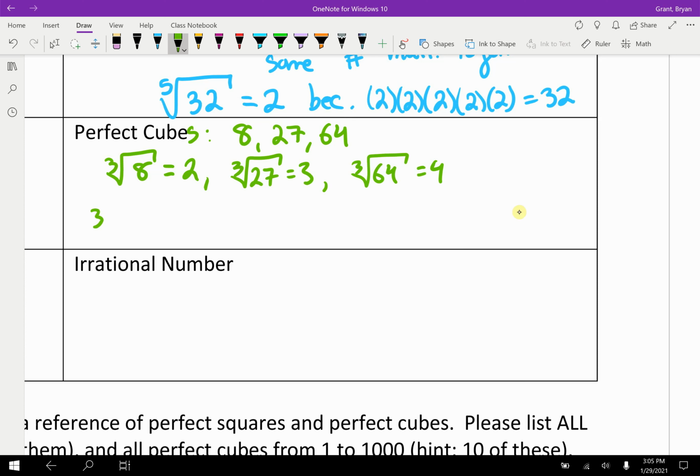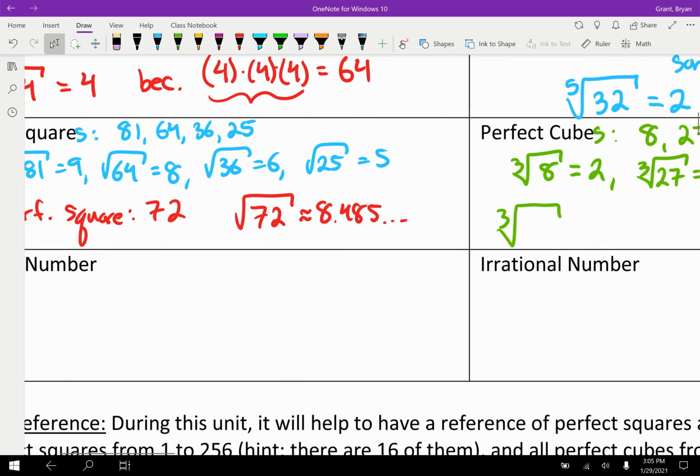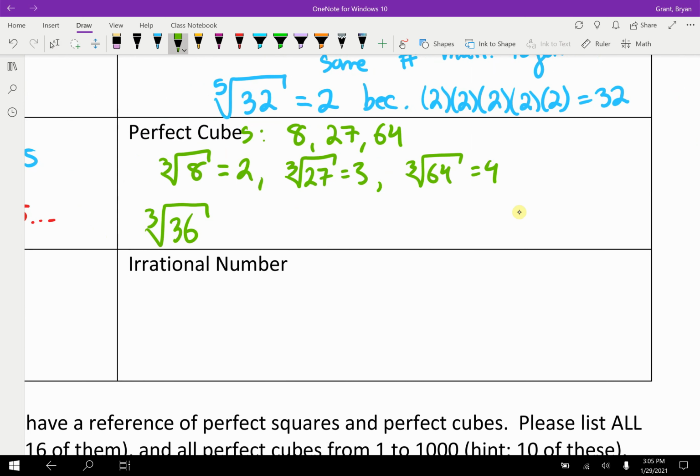Well, tons of numbers. Let's do one that was a perfect square but not a perfect cube. Let's do, I don't know, 36. So if I do the cube root of 36, and I should have said "not" out front, sorry, this was not great at all. Apologies if you already wrote this. Let's do something like this.